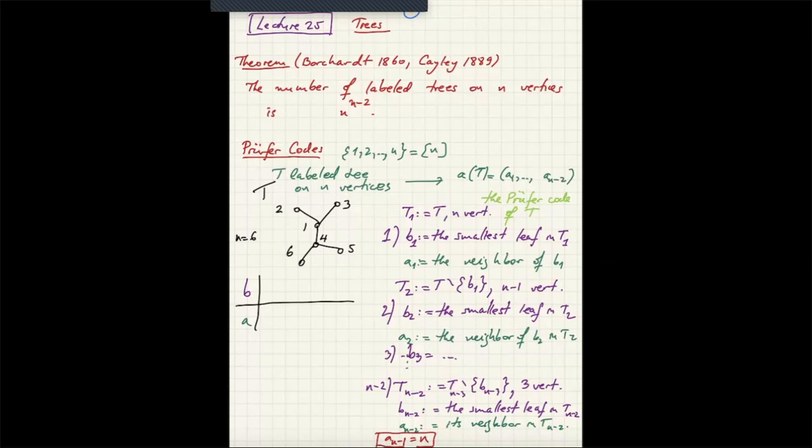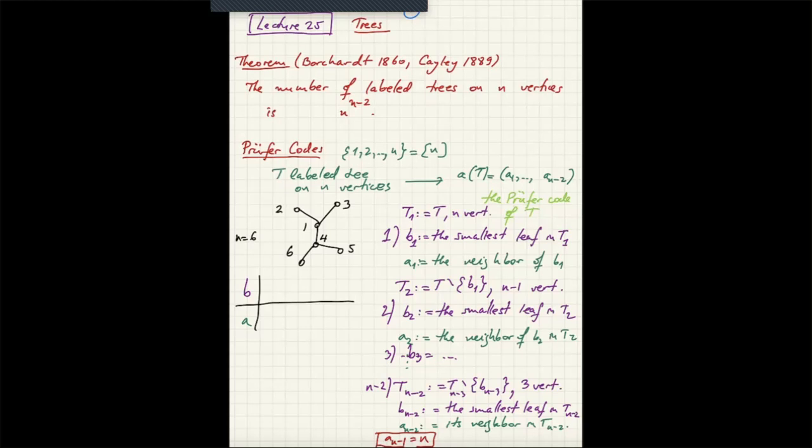Our first proof will involve Prüfer codes, which are a very useful and convenient way of encoding labeled trees on n vertices. So let's recall the definition of Prüfer codes. Say we're given a tree T, which is a labeled tree on n vertices, and let's assume that the vertex set consists of the numbers 1, 2, up to n, which we denote by [n].